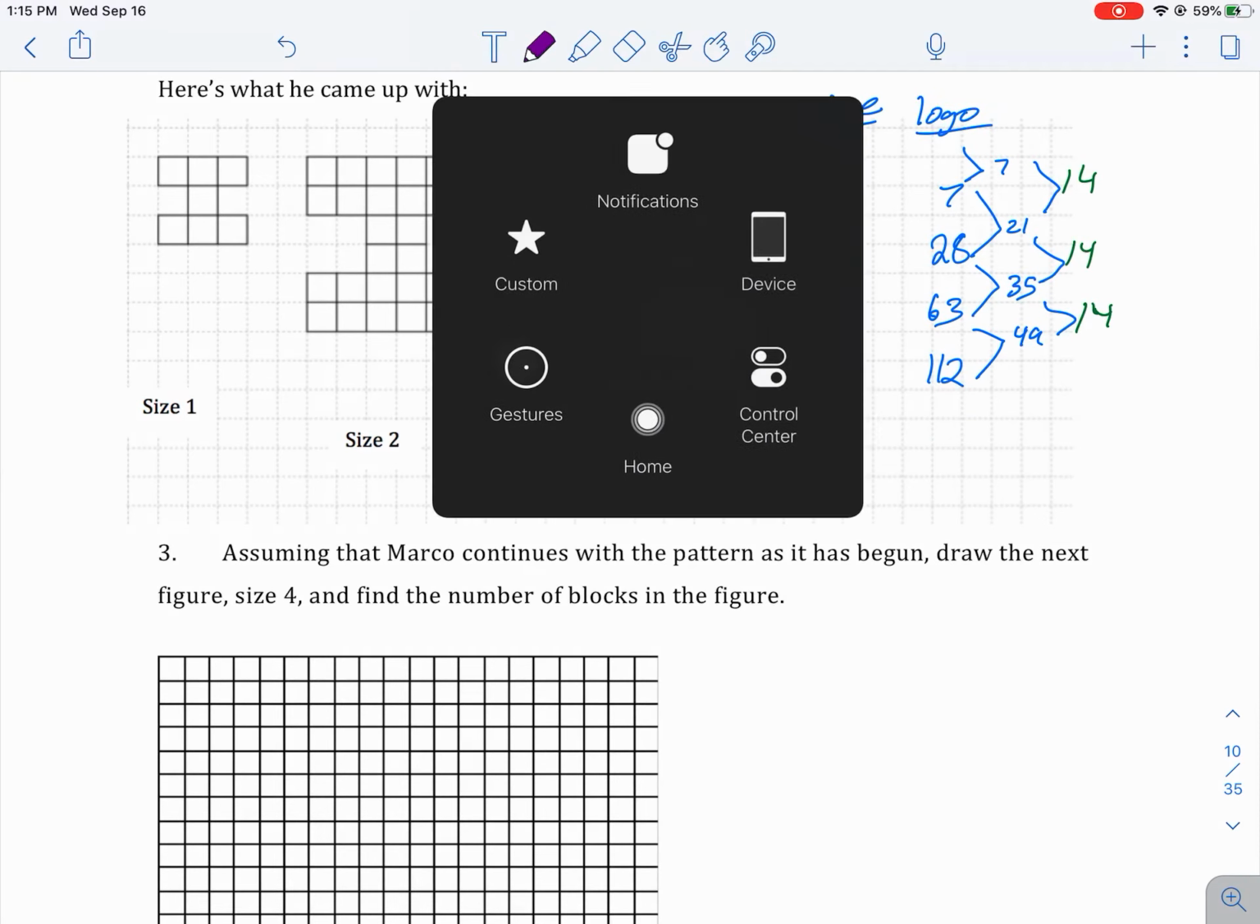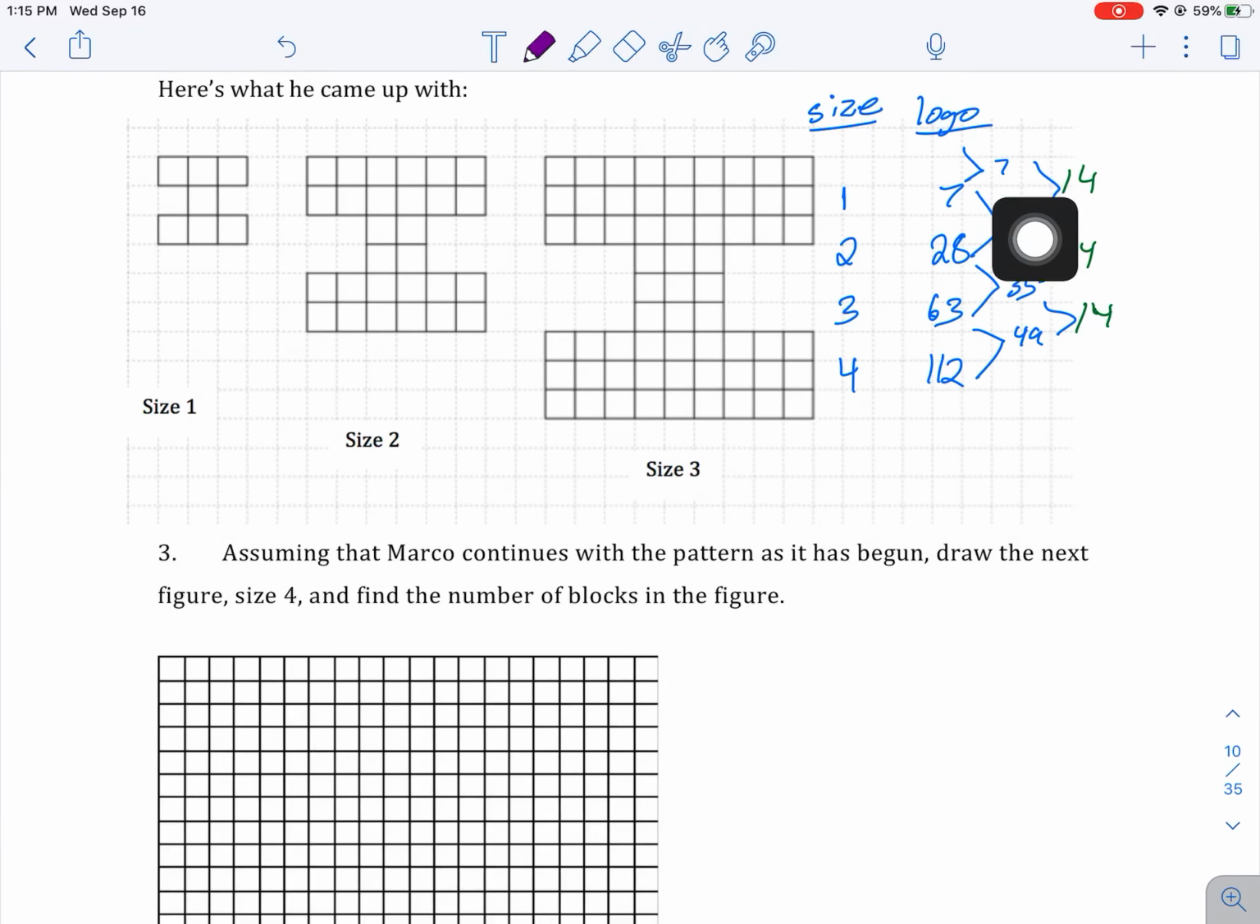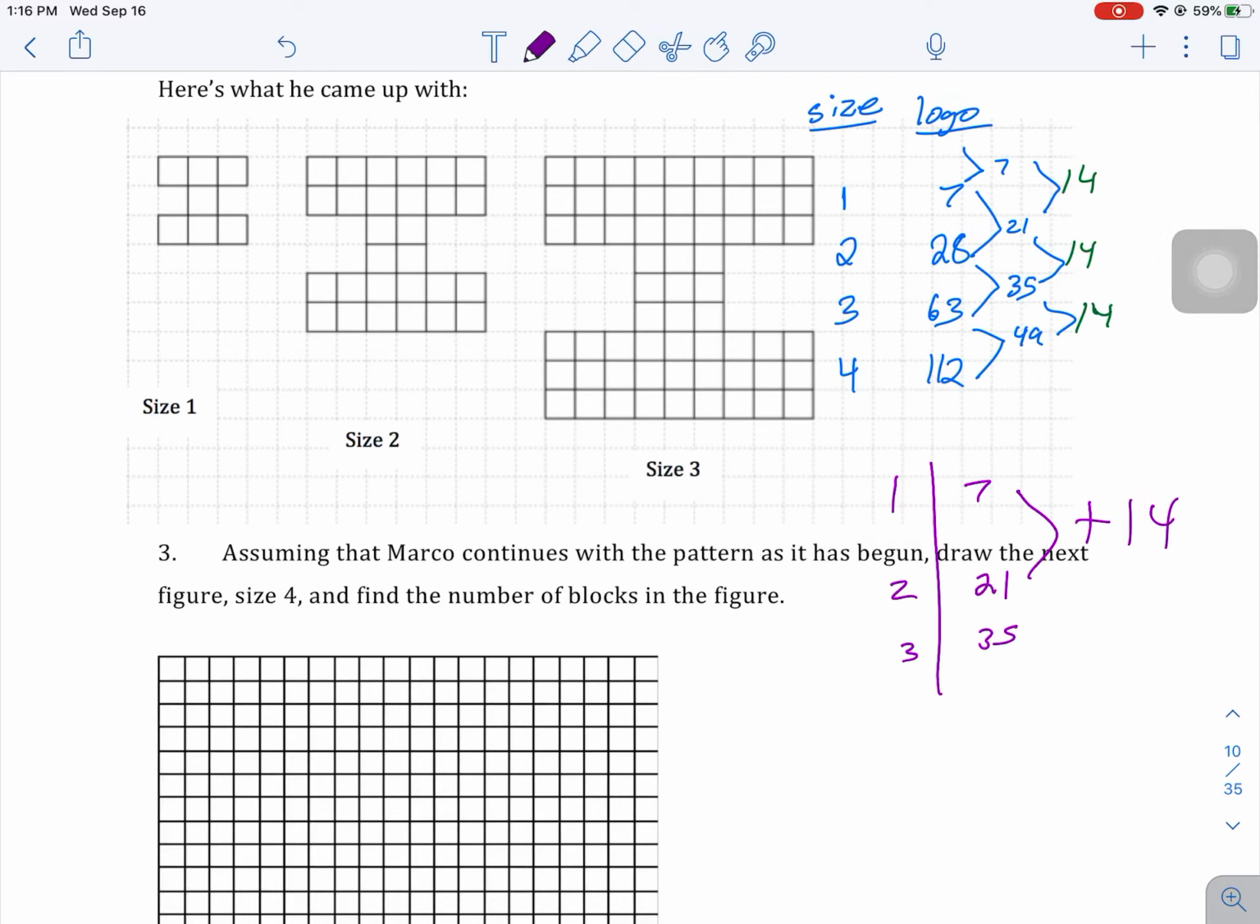And for recursive, we need to be able to understand what the change is and model that. This is a linear pattern here. The change to get to the first one was 7. The change to get to the second one was 21. The change to get to the third one was 35. If we look at this, we notice that the slope is constant. It's 14. So therefore, you can model the change with a linear equation here.